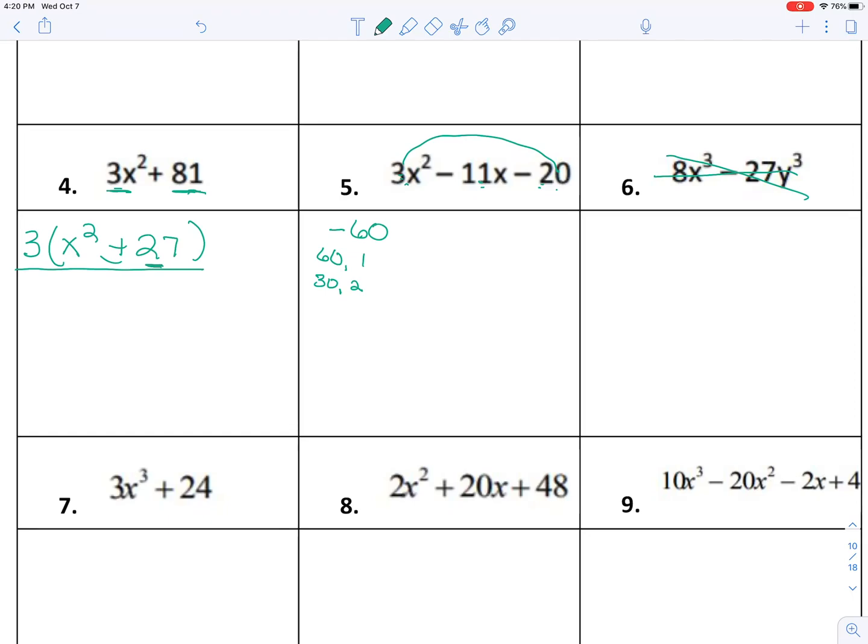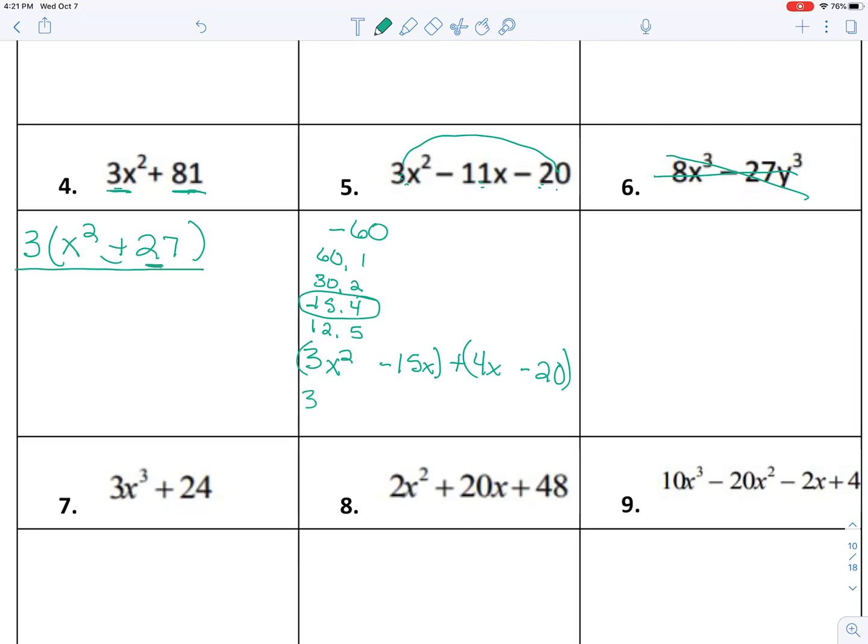So I got 60 and 1, I got 30 and 2. I've got 15 and 4, and I've got 12 and 5. I need 11 in the middle. I think 15 and 4 will work if I make 15 negative and 4 positive. So I can rewrite this, 3x squared. Remember, the outside stays the same, and I change that middle number, so that'll be negative 15x plus 4x.